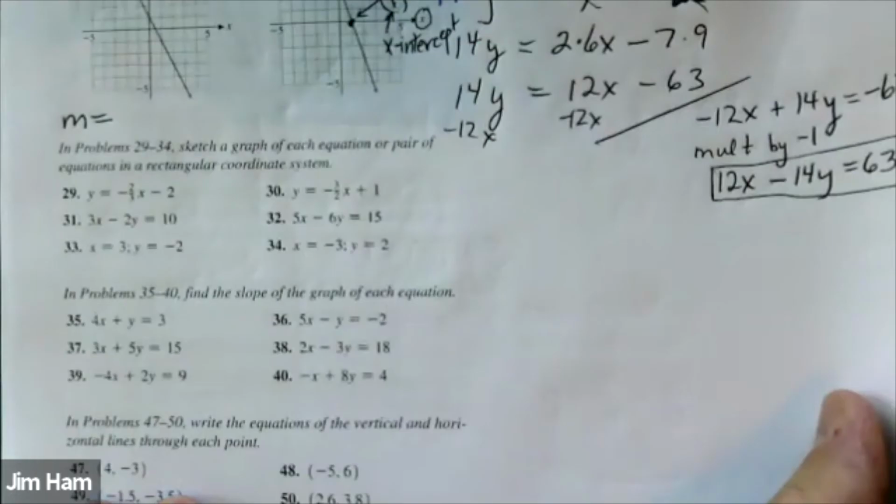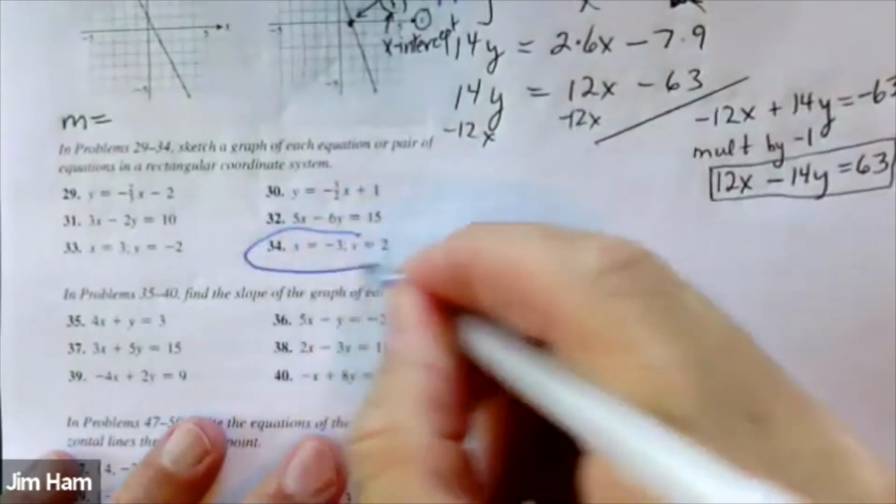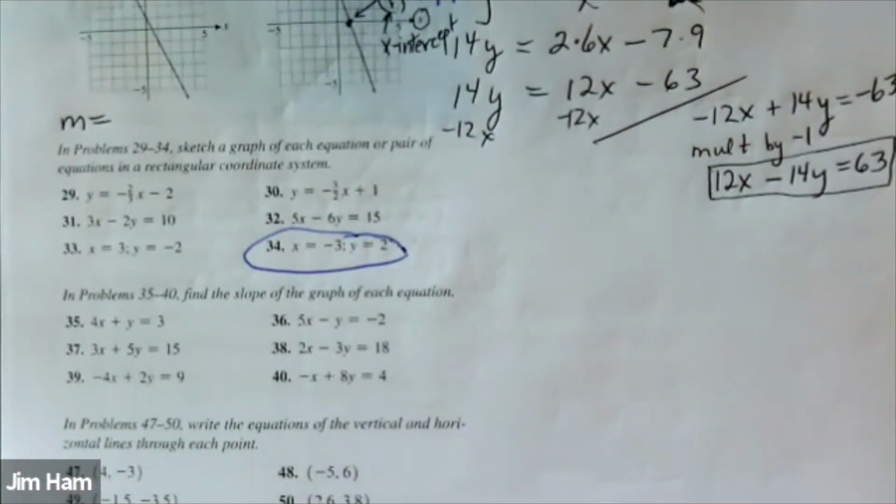All right, for this next group, they're asking you to graph each equation or pair of equations. And so we haven't done a horizontal and vertical line yet. So maybe I'll take a look at number 34 here. X equals -3 and Y equals 2.